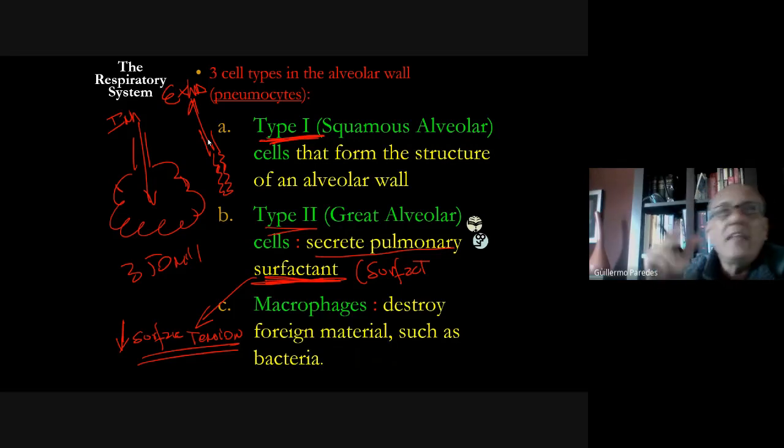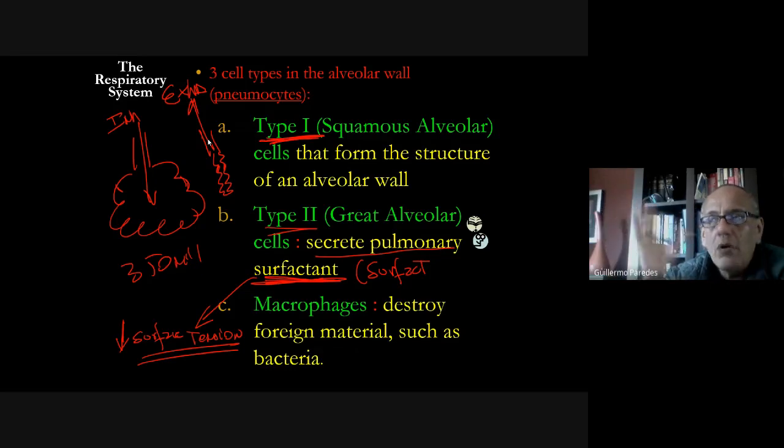Surfactant substance is produced by type 2 cells. Surfactant substance, type 2. Listen, open eyes, open ears. So this produces a surfactant substance that allows the alveoli to open, just to make it simple.